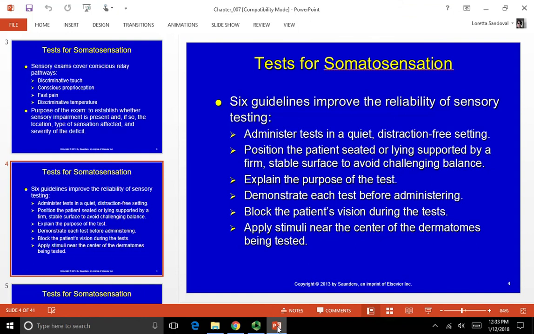You want to explain the purpose of the test to the patient. You want to demonstrate each test before you administer it. You want to block the patient's vision during the test, because people don't cheat on purpose, but honestly, it's really easy to cheat. You want to apply the stimuli near the center of the dermatomes that are being tested.